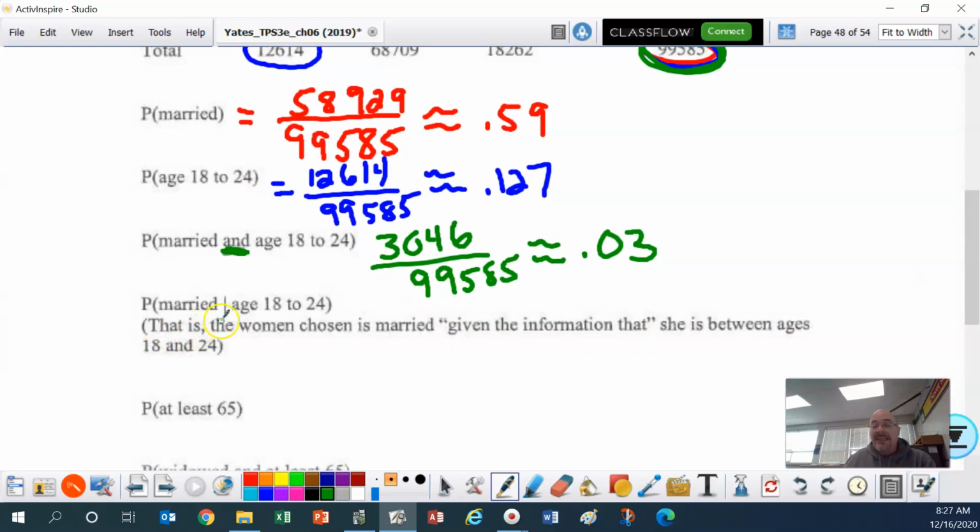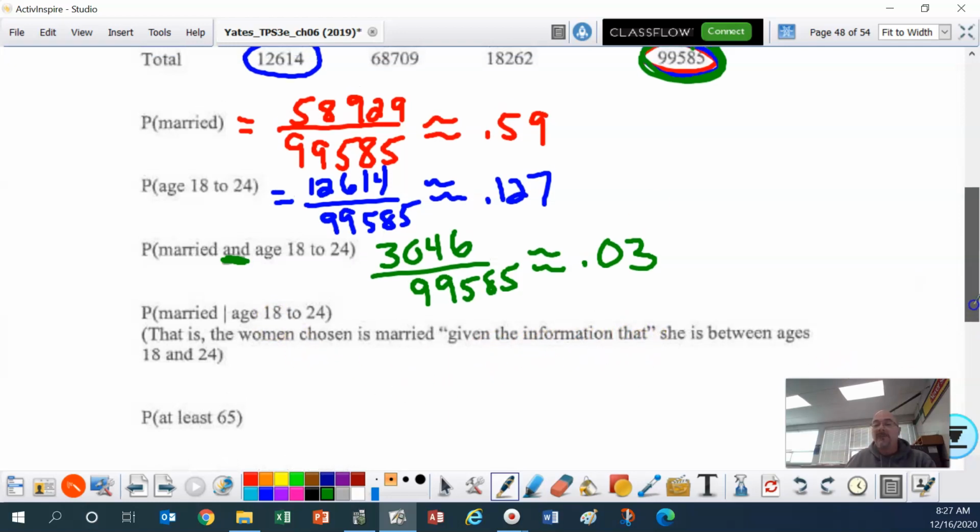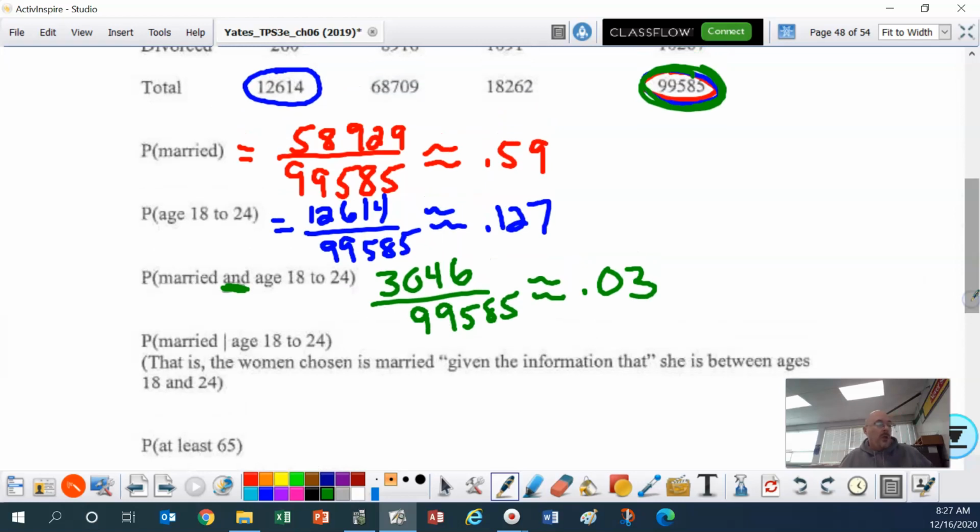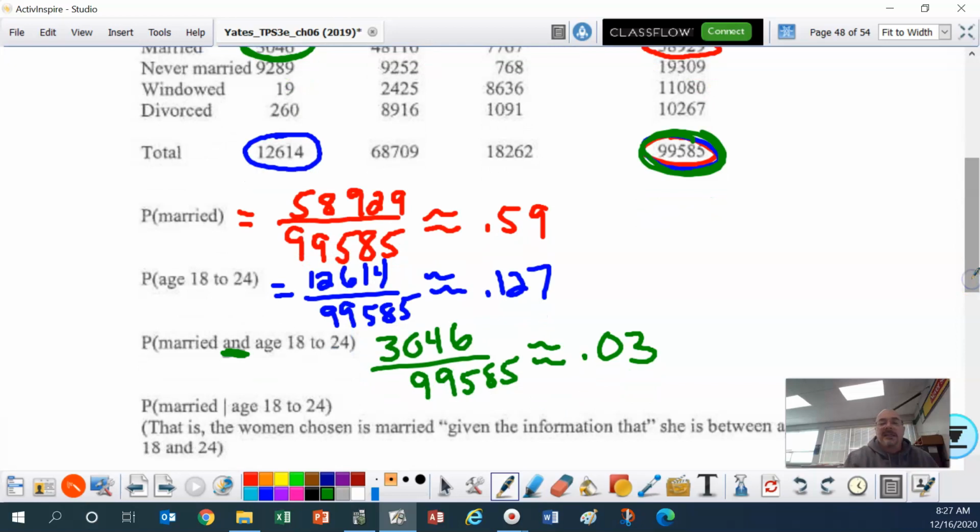Married, given that they are in this age group. So the condition here is married given that age group. Since it's this age group, ladies and gentlemen, let's see which color I haven't used yet. Let's use orange.